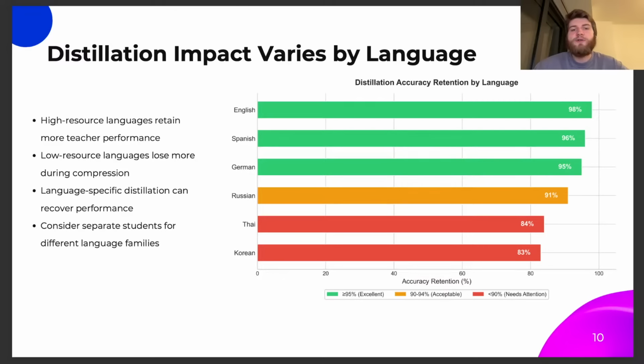A 4-layer BERT-like architecture is a good starting point. Going below 3 layers typically causes catastrophic accuracy loss for complex tasks. Width, which is the hidden size, can be reduced more aggressively than depth.